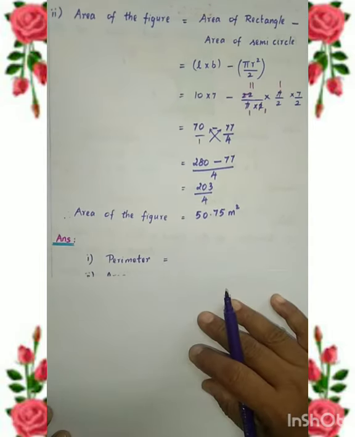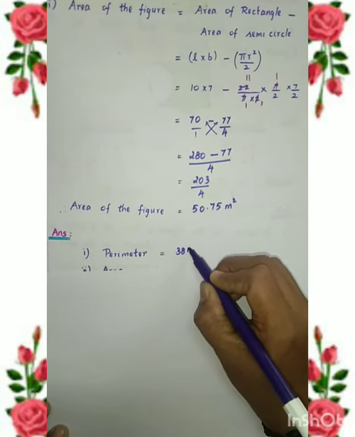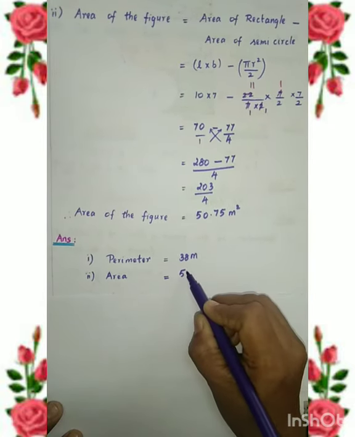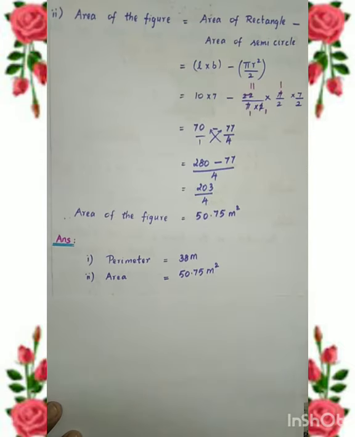Therefore, the perimeter is 38 meter and the area of the given figure is 50.75 meter square.